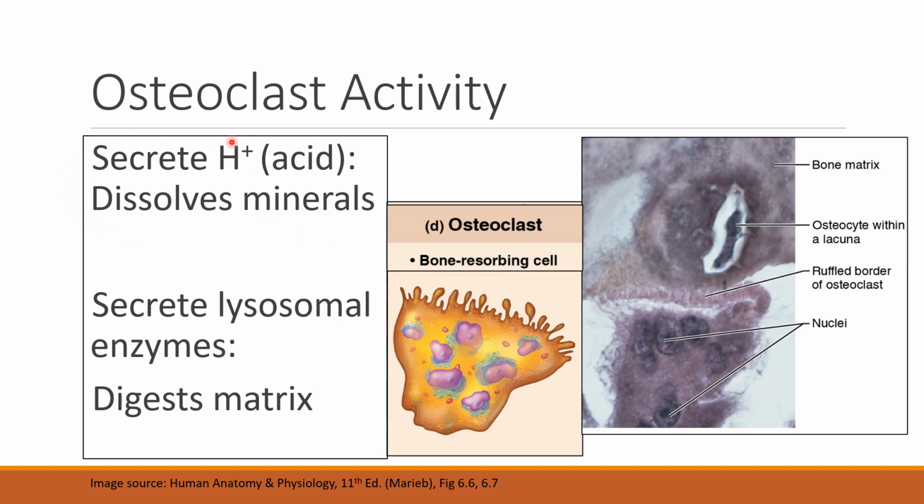First one is secretion of hydrogen ions. As you recall from previous discussions about pH, hydrogen ions are responsible for the acidity of a substance. So as it secretes these hydrogen ions, it secretes an acid substance, which dissolves the minerals, and those minerals are calcium and phosphate. Once those minerals are out of the way, the lysosomal enzymes will come along and digest away the matrix of that bone. And the matrix of the bone consists of a lot of collagen fibers.